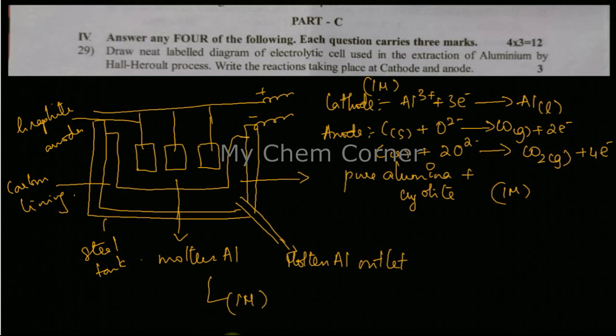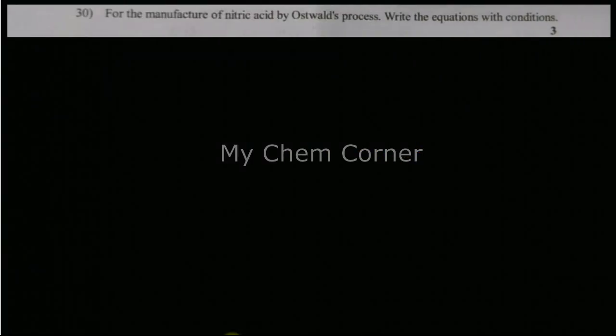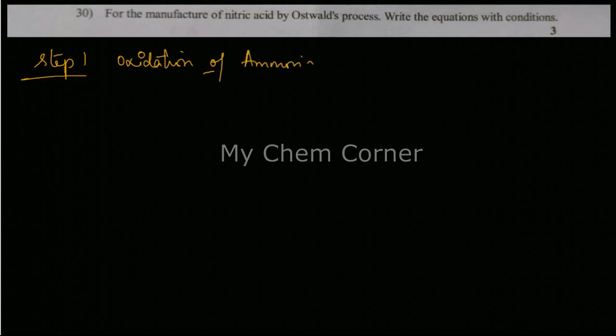Okay, now next is question number 30. For the manufacture of nitric acid by Ostwald's process, write equations with conditions. Here it only says equations, so just write equations with the conditions. Alright, so here we have 3 steps. So step 1 is oxidation of ammonia to nitric oxide.